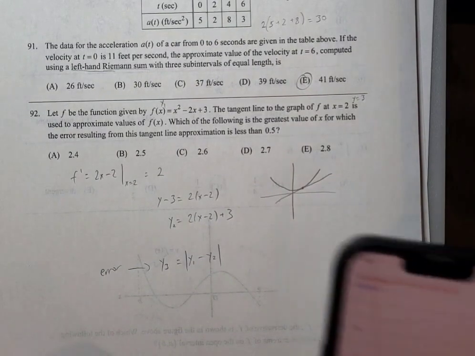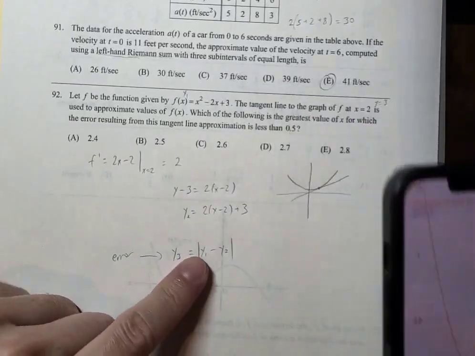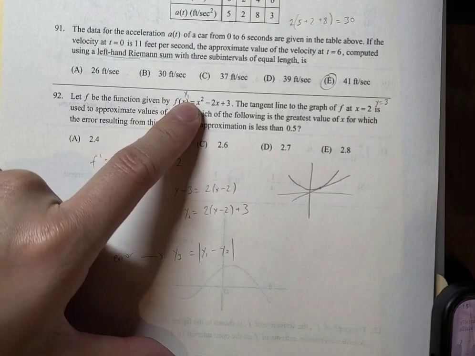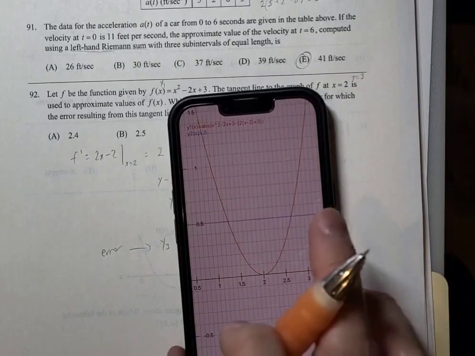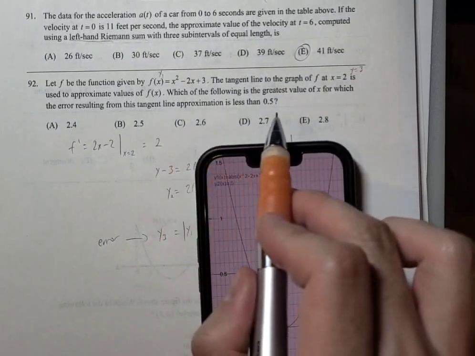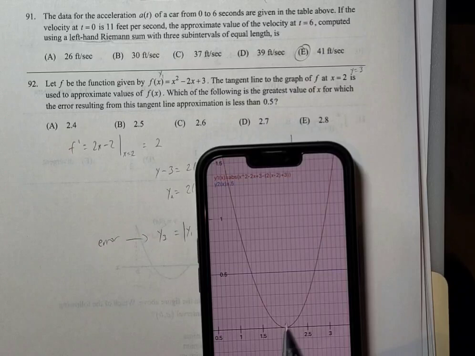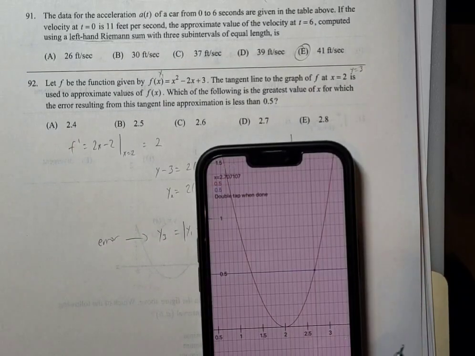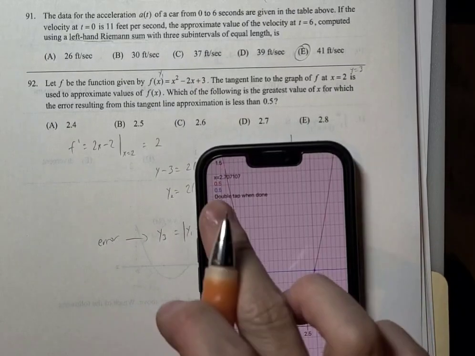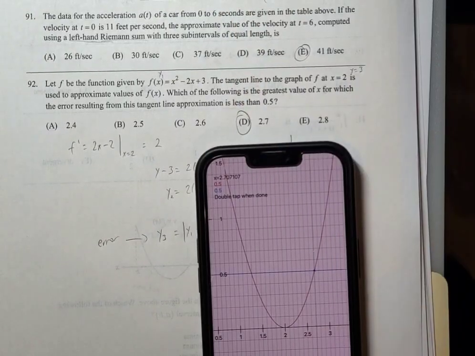Let's hope I did this right. So this parabola-looking thing is exactly what I described here. We took the absolute value of the original function minus our linear approximation. You can even see that there, that huge line. And then I set y2 as 0.5 because we want to find where the point is such that the error is less than 0.5. So that's this point it looks like. Let's find the intersection. That is when x is 2.7 per our calculator. Is that the answer? That is. Good. Okay, so that's how I would approach this.